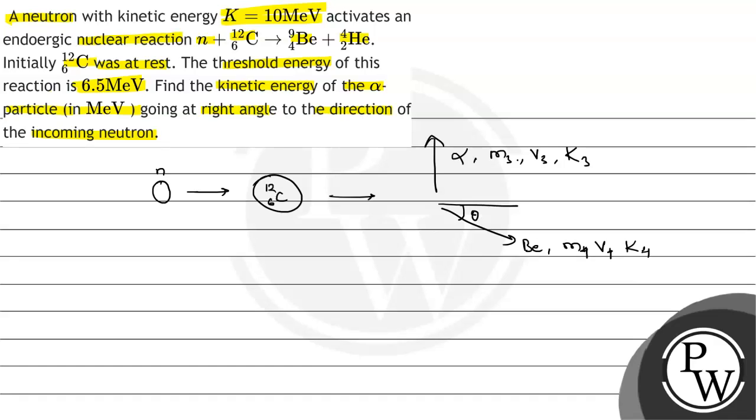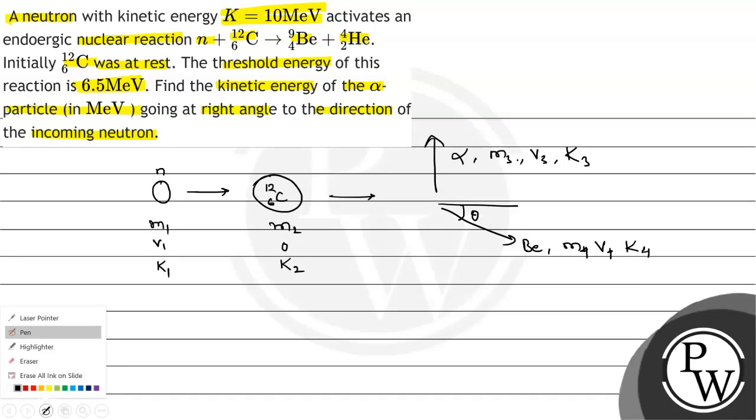The mass of the carbon atom be m2, which are all known to us, and velocity is 0 and kinetic energy be k2. Mass of neutron be m1, its velocity be v1 and kinetic energy be k.